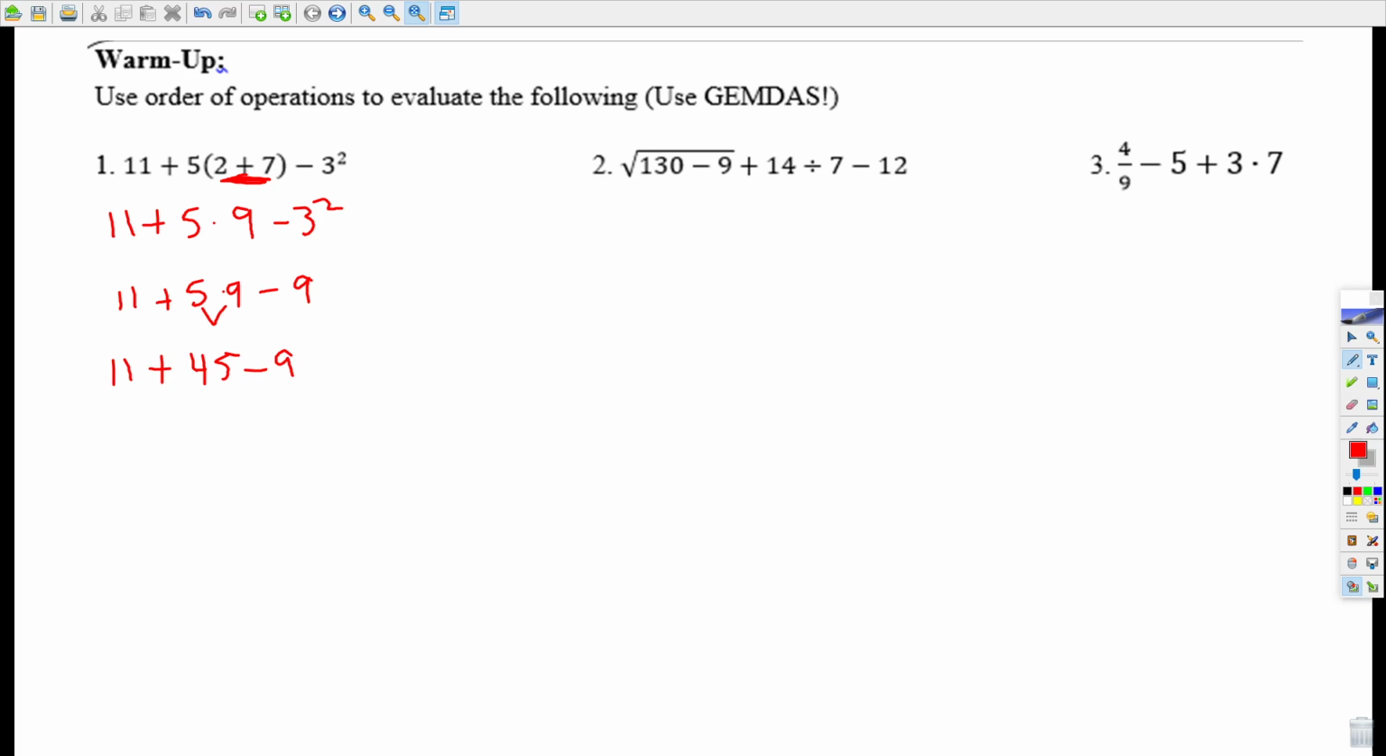plus 11 minus 9. Now we go from left to right. We have addition and subtraction. So we get 56 minus 9. So that's going to be 47 as your total.